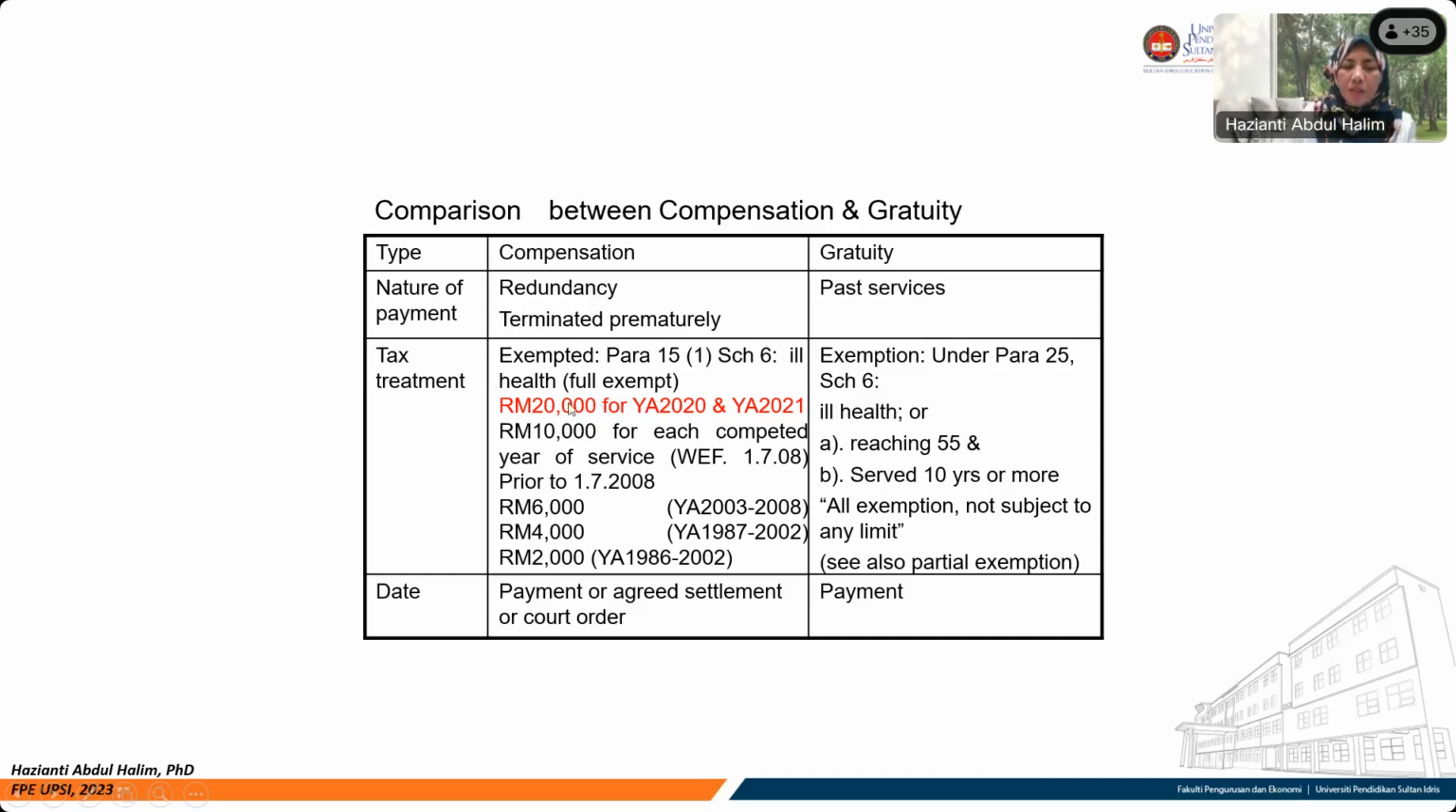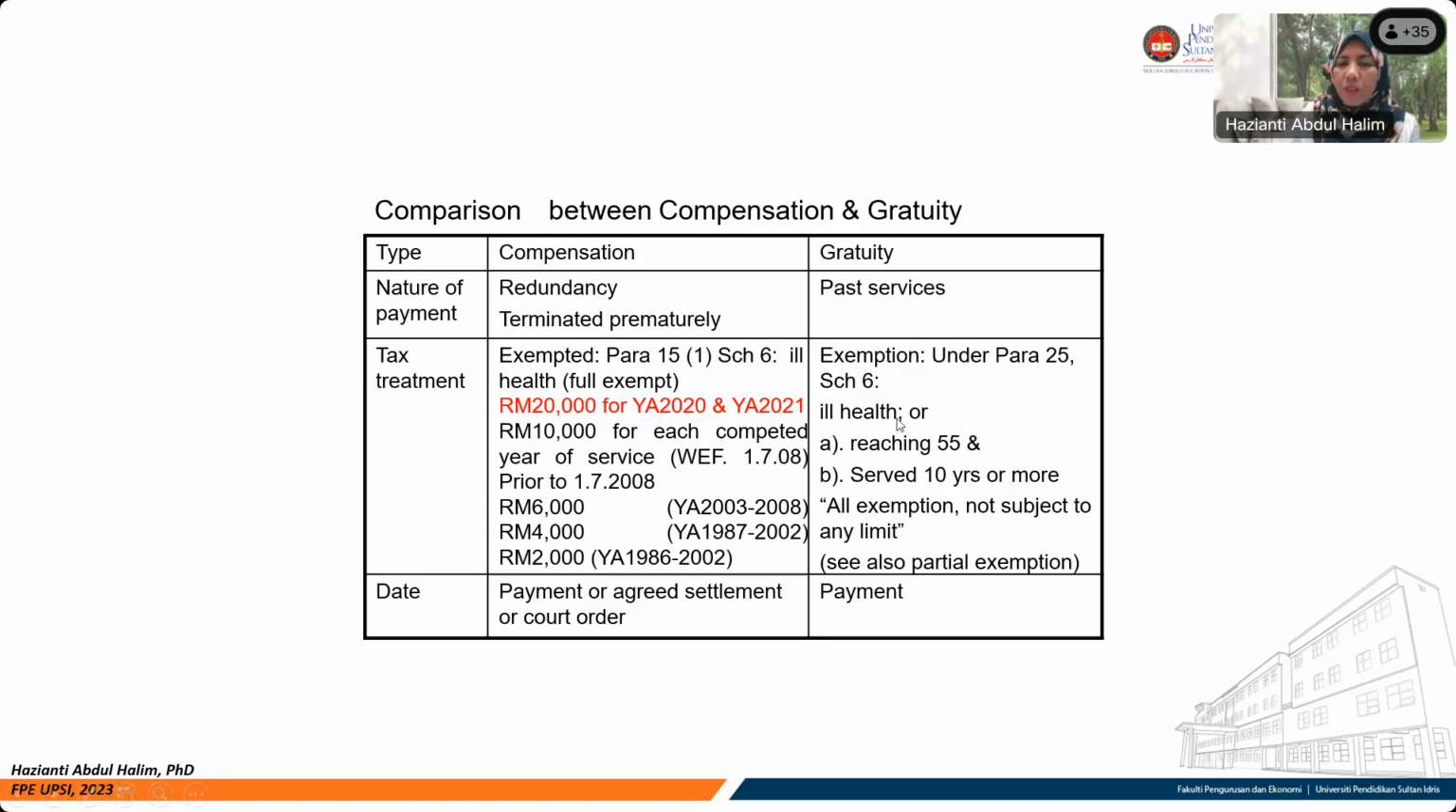Partial exemption, 20,000 for year of assessment 2020 and 2021, 10,000 starting 2008. So until now we follow 10,000, the one below is just for your information. Dulu, mula-mula dulu 2,000 je, so the government increased it until now 10,000. Which is better, I think it's better because of that compensation. So the employee does not have to pay a lot of tax.